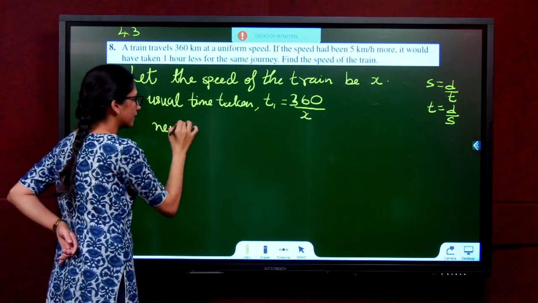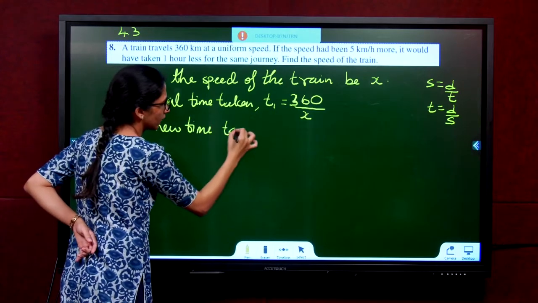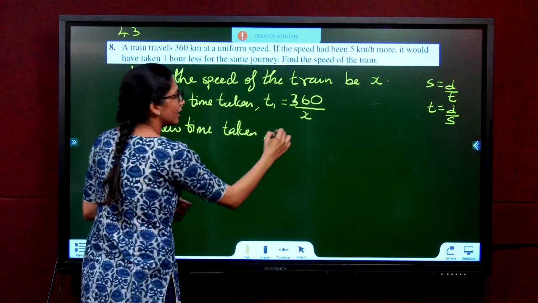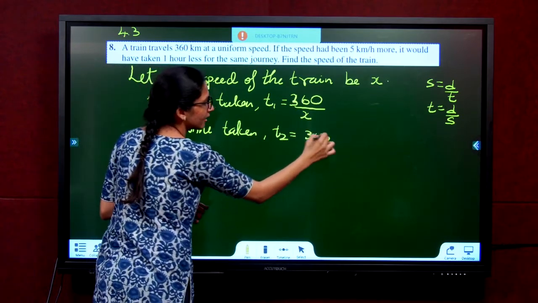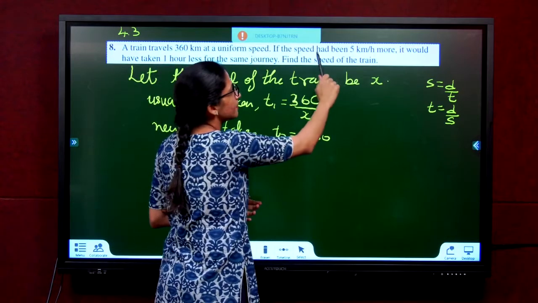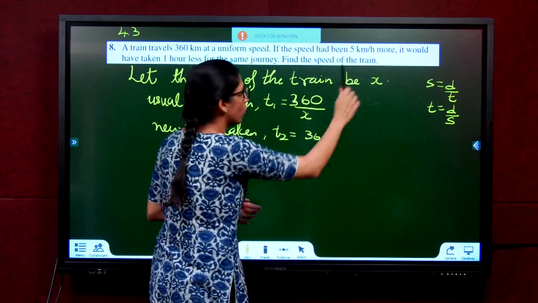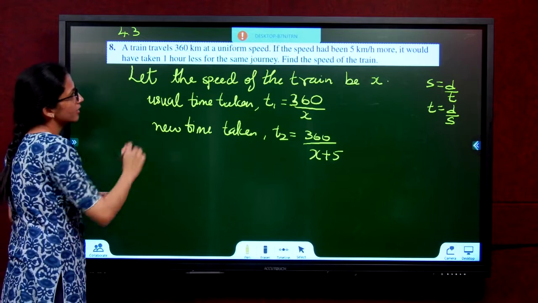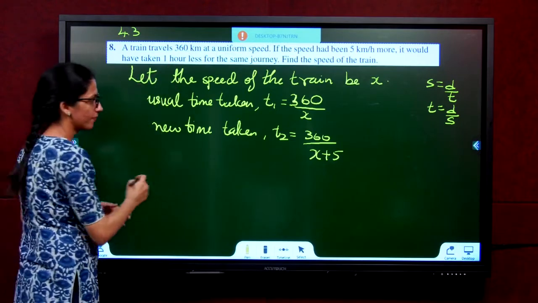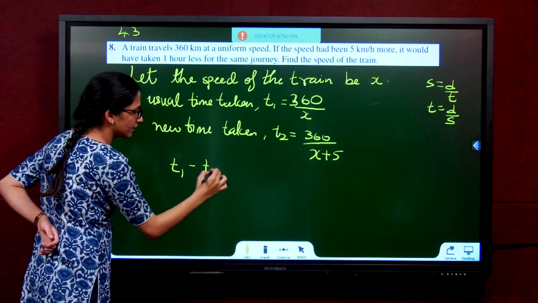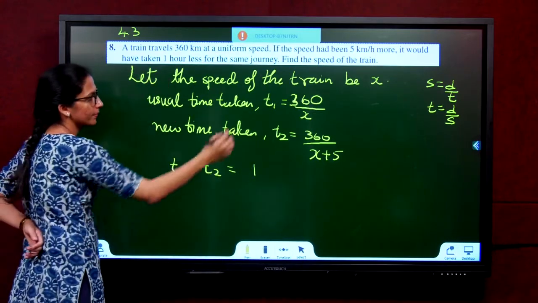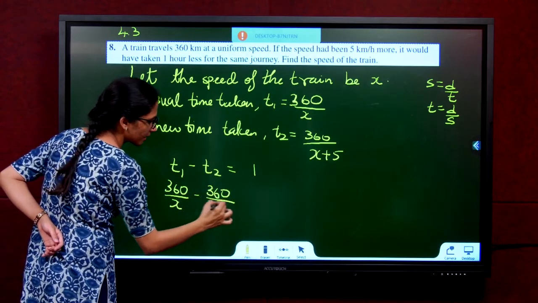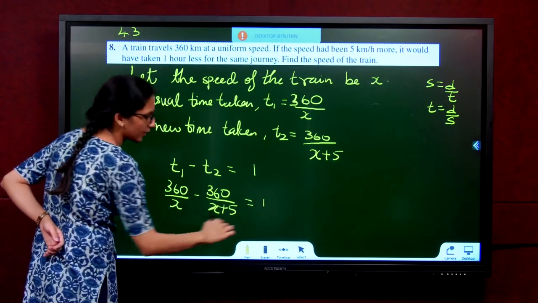Now new time taken, we are increasing the speed now. So time will also be new. T2 is 360. What is the time now? Speed has been 5 km per hour more. So x plus 5. Why? Because it's more. The difference between the two should be 1 hour. So I can therefore say T1 minus T2 should be 1. 360 by x minus 360 by x plus 5 should be 1.